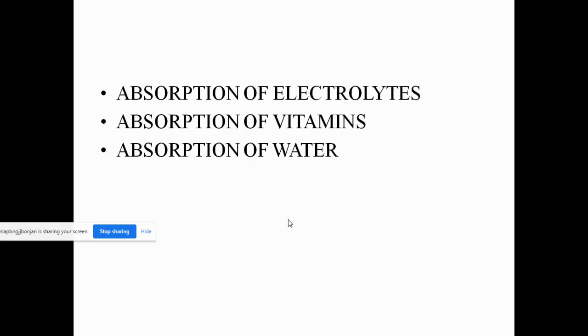The next one, so now the absorption of carbohydrates, proteins, and lipids are over. Now we will see the absorption of electrolytes. So what are electrolytes? Electrolytes are the charged molecules: sodium, potassium, calcium, magnesium, etc. The sodium ions, as we have seen, are transported along with the glucose and galactose. It is also transported along with the amino acids.